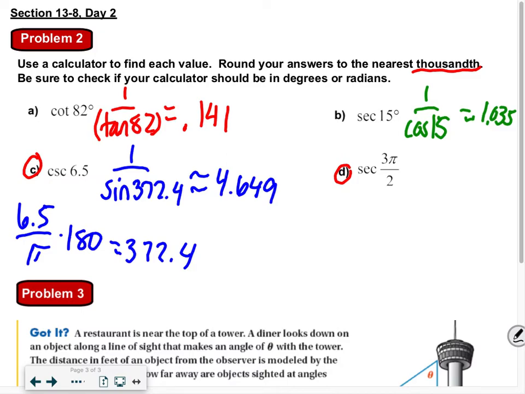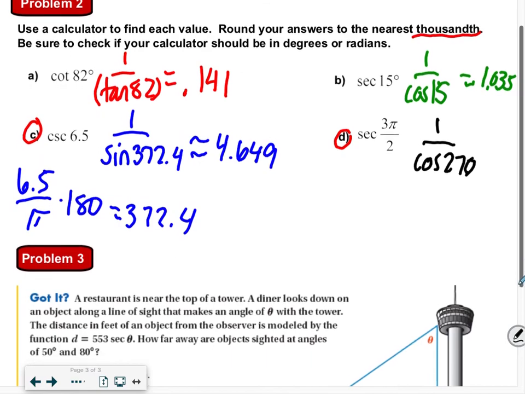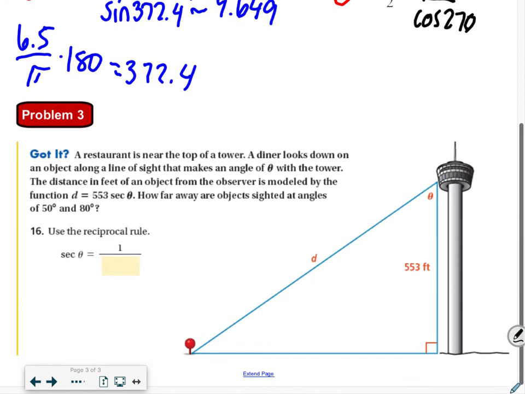And our last one, secant, that's friends with cosine, so I got 1 over the cosine. 3 pi over 2, those of you that know your stuff, you know that's 270. If not, convert it like we did before. 1 over the cosine of 270, you can put in your calculator. Figure it out. Last one, problem 3.